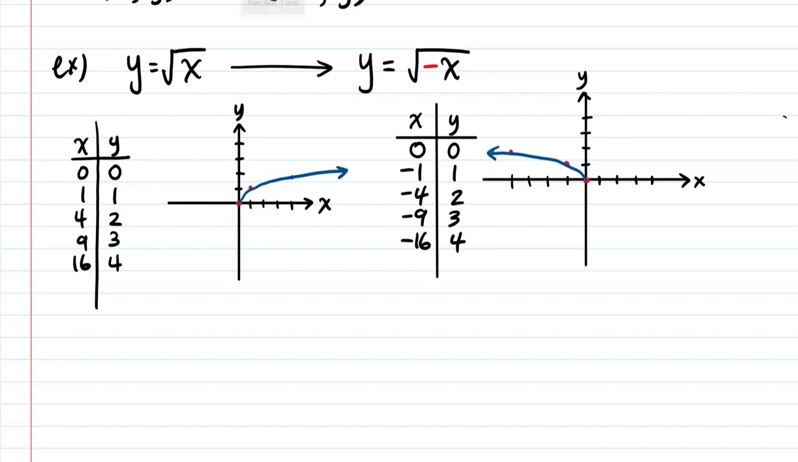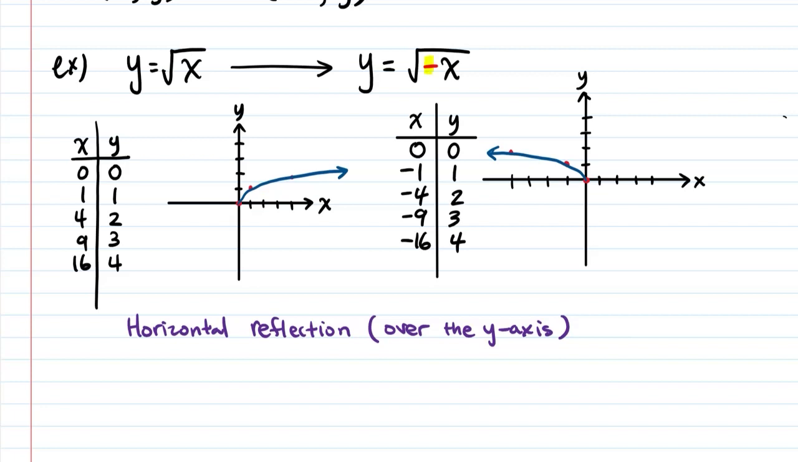So we can say that a horizontal reflection happened, which means all the points are flipped or reflected over the y-axis. Okay, so this is what happens when you have the negative sign in front of the x variable: horizontal reflection over the y-axis.